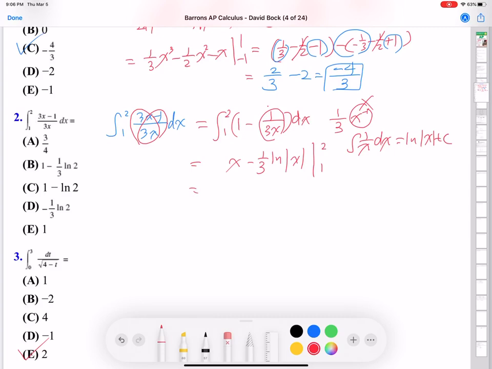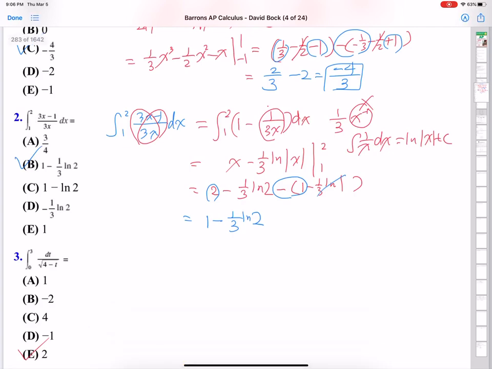Plug in 2 first, because the top number goes first. 2 minus 1/3 ln 2, then plug in 1, minus (1 minus 1/3 ln 1). ln 1 is 0. So what is left? 2 minus 1 is 1. Then minus 1/3 ln 2. So B is the answer. Let's go to number 3.